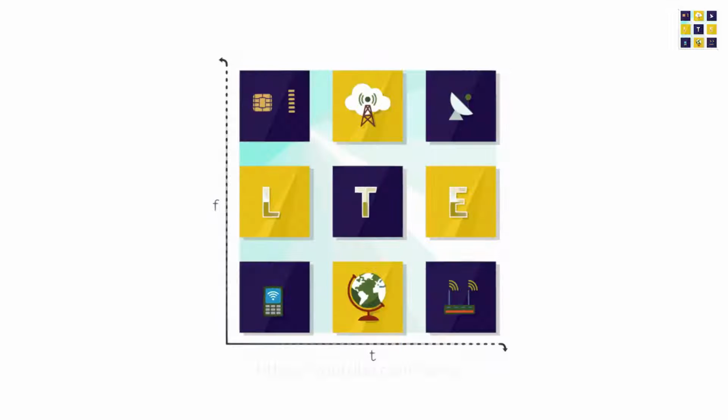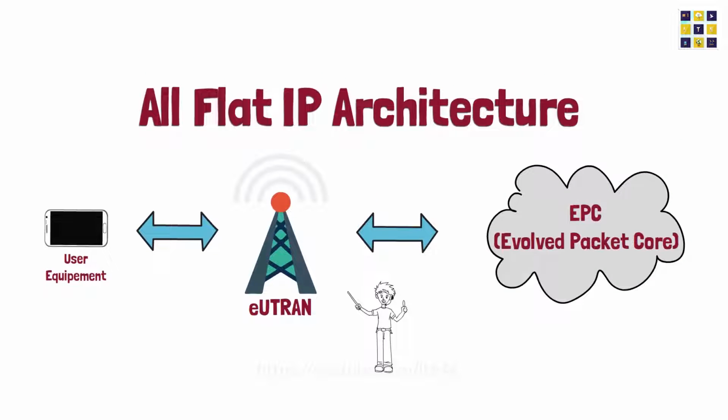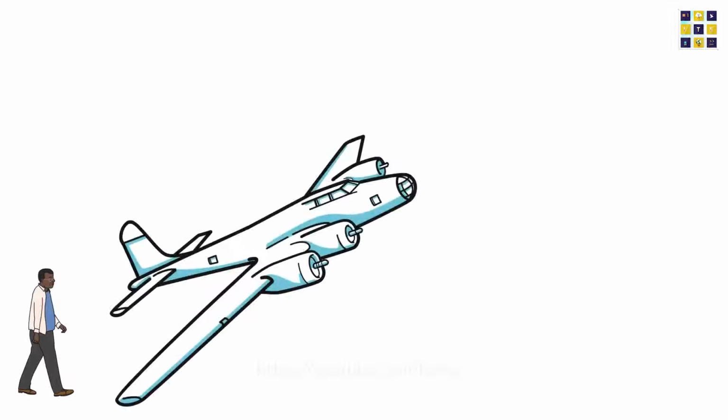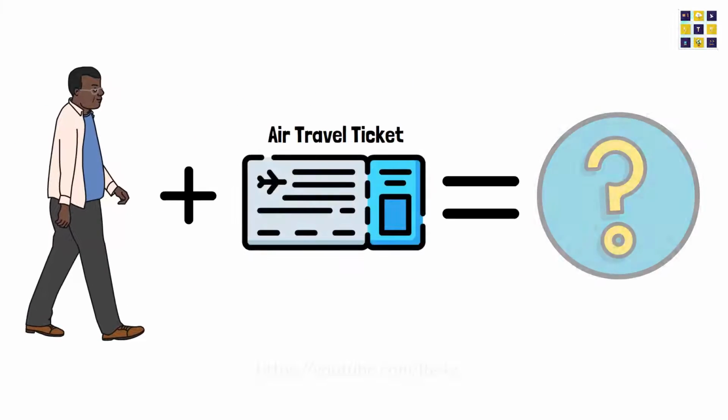In our previous video, we have shown how development happened on the radio side in LTE. In this video, let's try to understand the Evolved Packet Core with a real-life analogy. Let's say Ross wants to fly in an aeroplane. Is having a mere ticket enough?